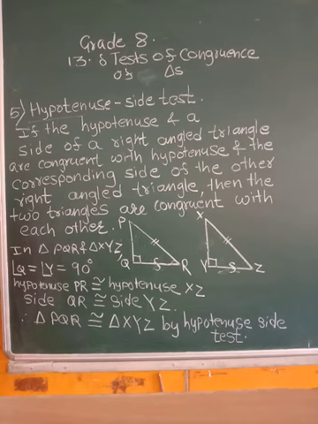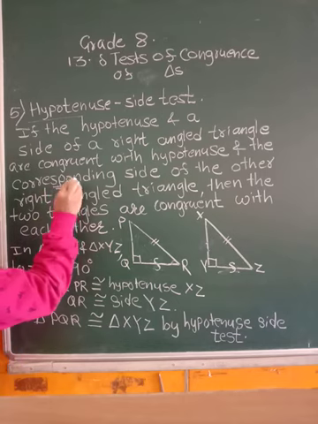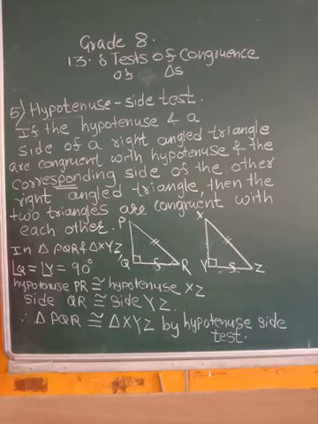Okay. See now, if the hypotenuse and the side of a right angle triangle are congruent with the hypotenuse and corresponding side of the other right angle triangle, then 2 triangles are congruent with each other. Is this clear, students? Alright, so we have seen all the 5 tests. Let us solve only one problem related to this, so you will have an idea. And let's revise all the 5 tests also.